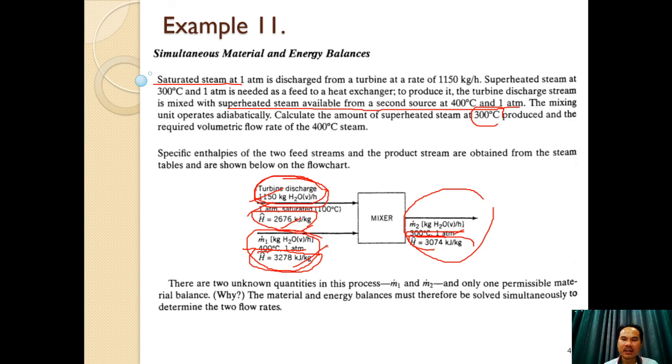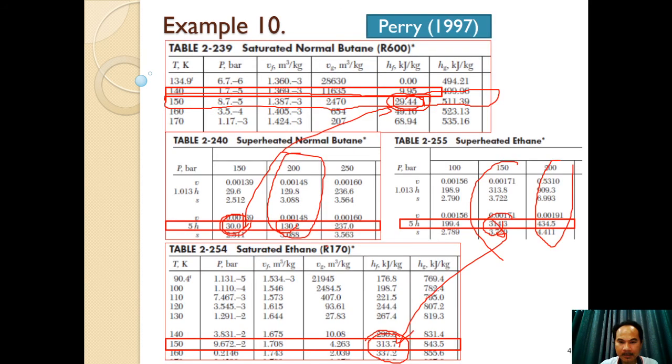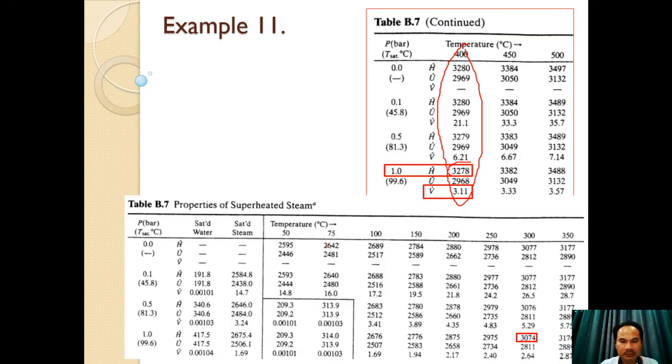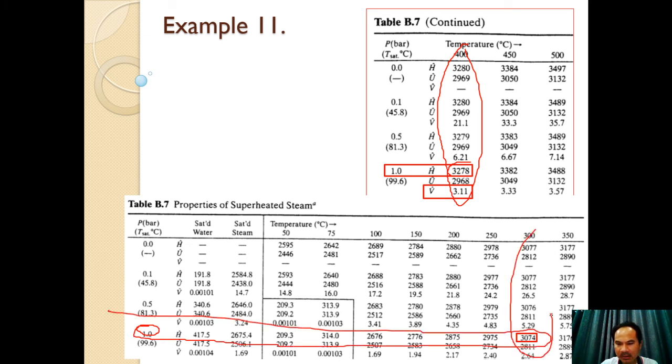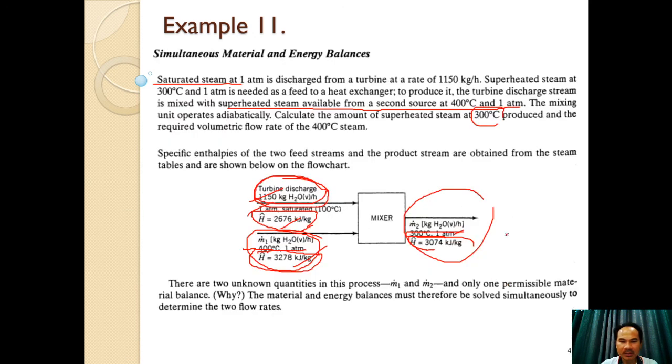And the last term is 300 Celsius, 1 atm. 1 bar is approximately 1 atm. It is 300, and you get 3074 kilojoules per kilogram. Now you know the enthalpy of the inputs and the output, and you know the temperature. Now you can apply the material balance and energy balance.